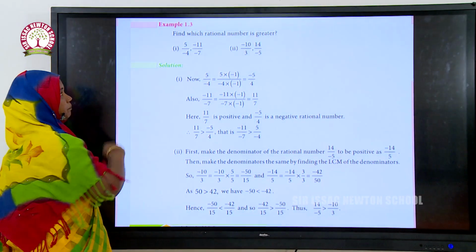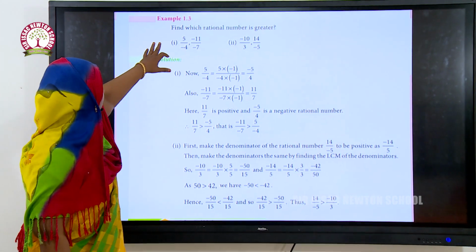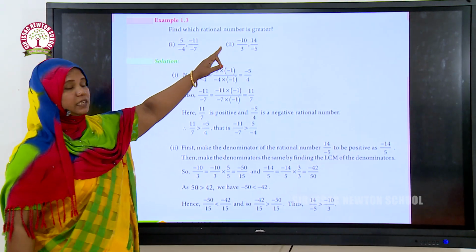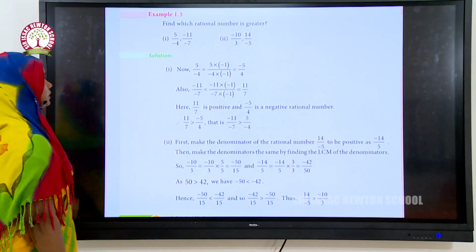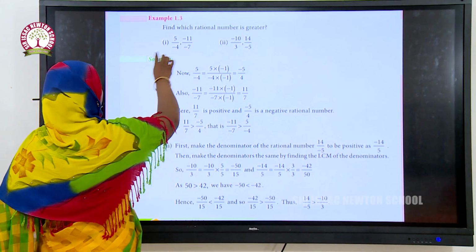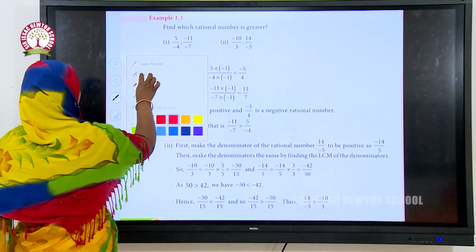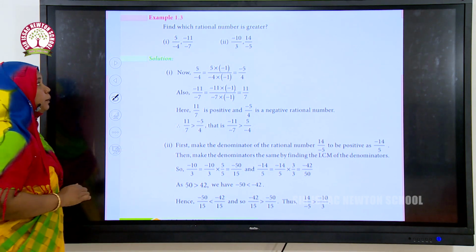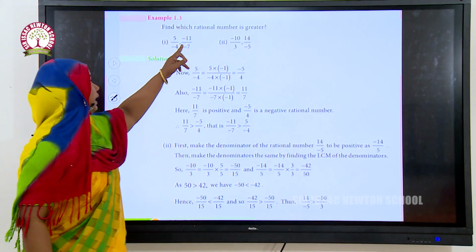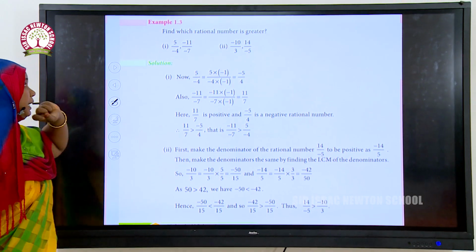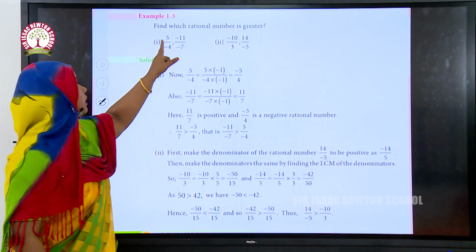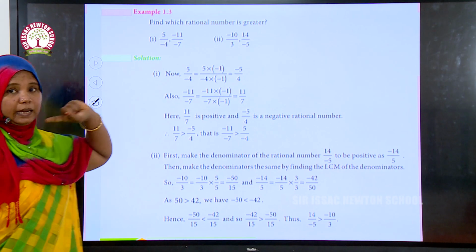See, first problem: find which rational number is greater. Here two numbers are given. The first number is minus 5 by 4 and the second is minus 11 by minus 7. We are going to say which is greater.